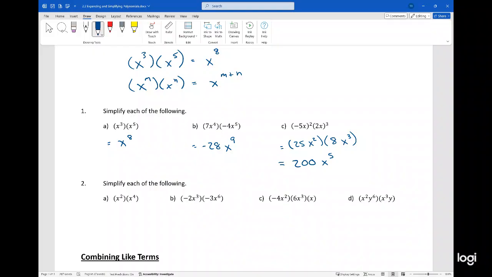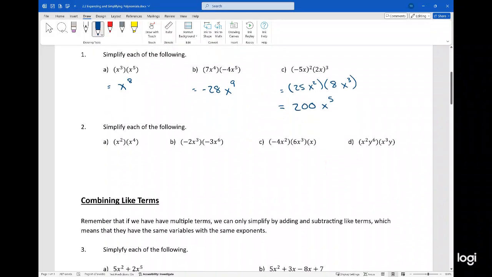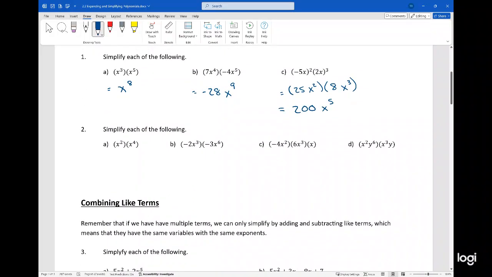If you'd like, you could pause now and try some of these on your own, or we just keep going, whichever your choice. So for this one, add exponents. 2 plus 4 is 6. Multiply the coefficients. Negative 2 times negative 3 is 6. Keep the base on the power and add the exponents. 3 plus 6 is 9.